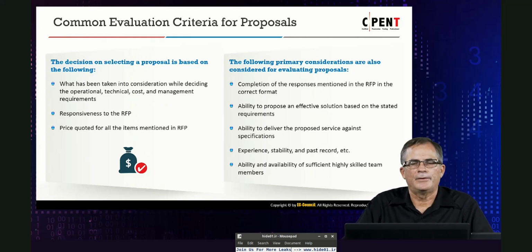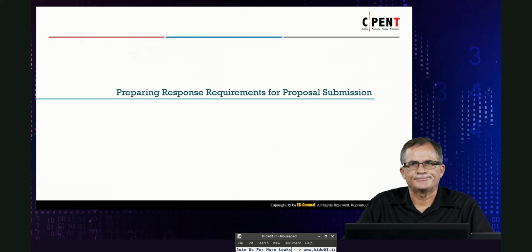It always does. And did your price match the information that you're going to provide them? And you have to look at the completion of the response. Make sure you complete it, make sure it's done, it's thorough, right? Those types of things. Propose an effective solution based on the requirements. Make sure you understand it. They almost always have the capability where you can ask questions about anything you don't understand in the RFP. And then, can you deliver the service against the specifications? Your experience, stability, and past record could be looked at. And then the team: who's on your team, and are they skilled enough to meet the needs of the requirements?